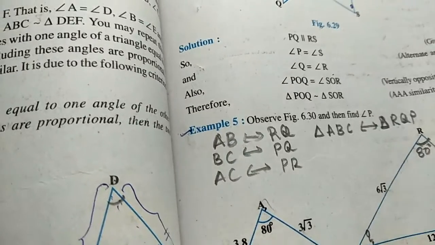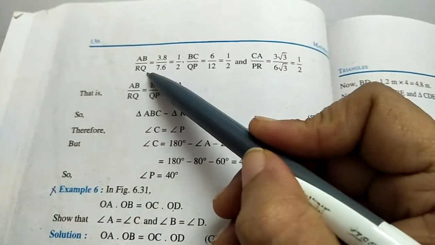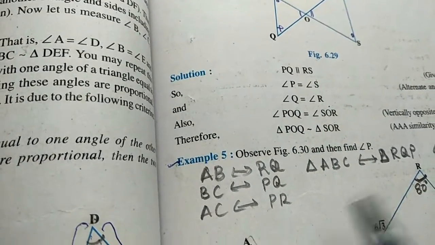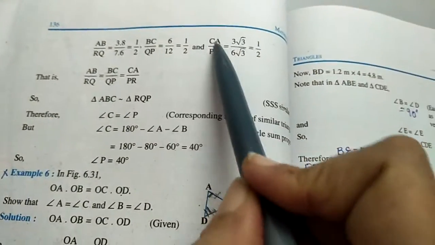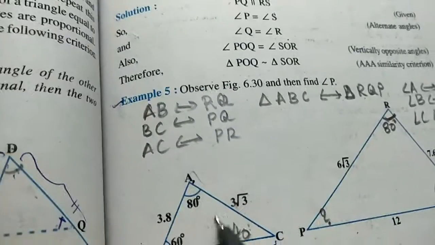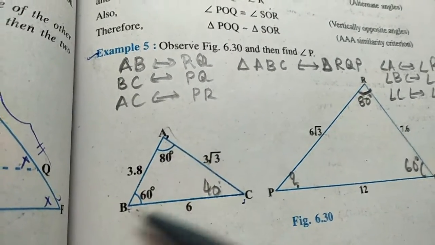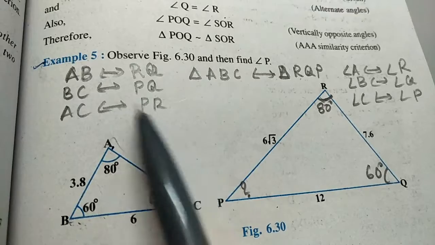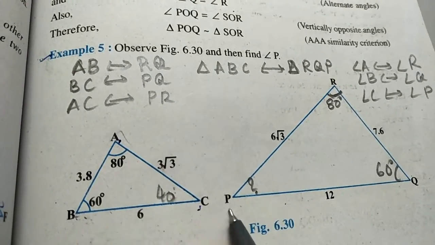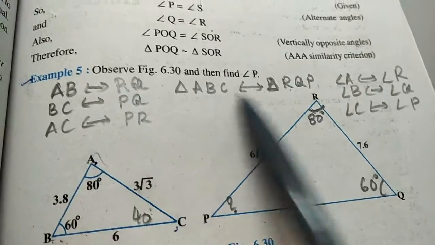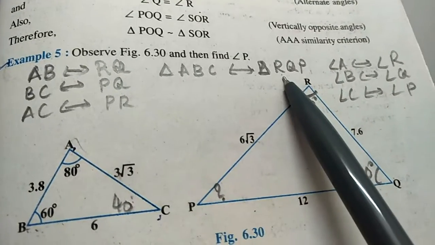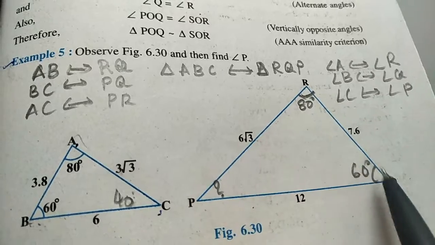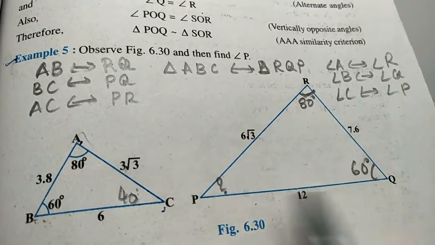You will have AB corresponding to RQ, BC corresponding to QP, and CA corresponding to PR. So if you see this, AB corresponds to RQ, BC corresponds to PQ, and AC corresponds to PR. So the correspondence is ABC corresponding to RQP. So ABC is corresponding to RQP.